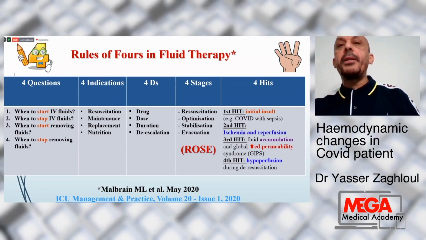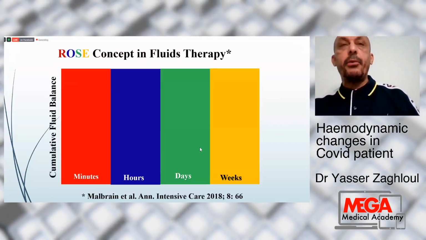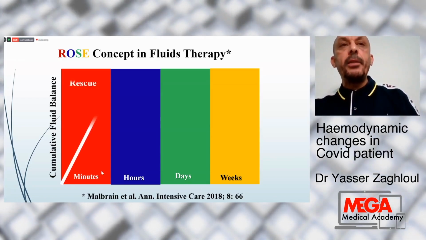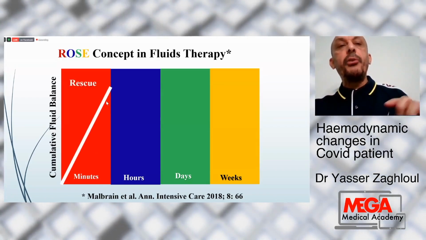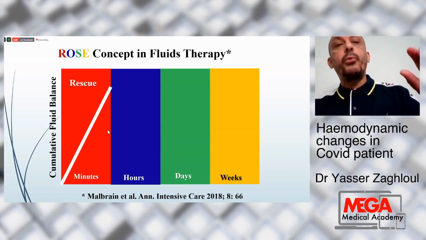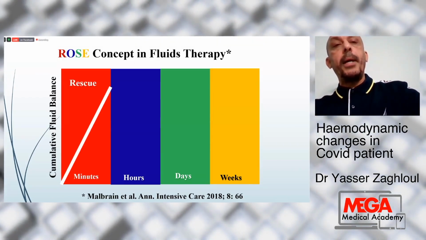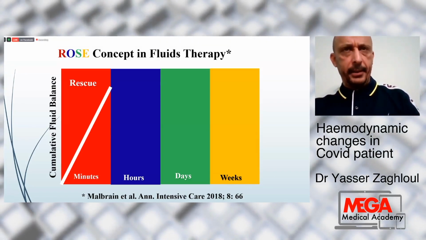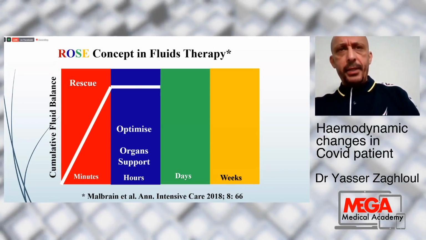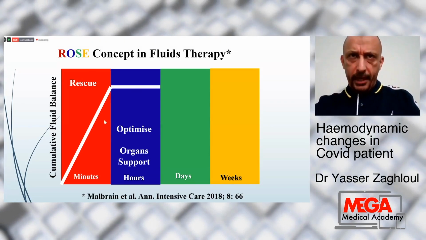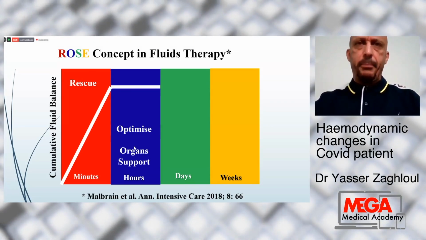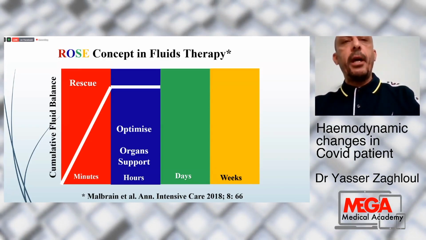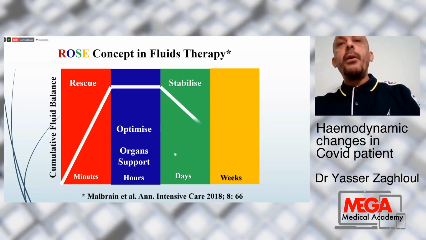Now I will explain the ROSE concept. What is the ROSE concept? It is 4 stages. First stage is resuscitation. During resuscitation of the patient, you need high volume of fluids to reach your target, your MAP, reducing heart rate, or clearing serum lactate. After hours, now you have to optimize the organ perfusion and organ support, especially the brain and the kidney. And this takes a few hours after resuscitation.